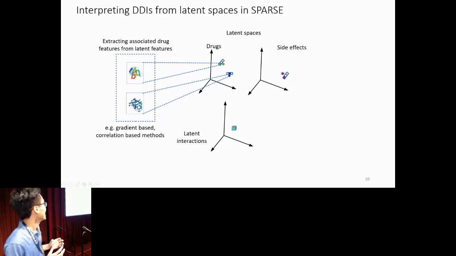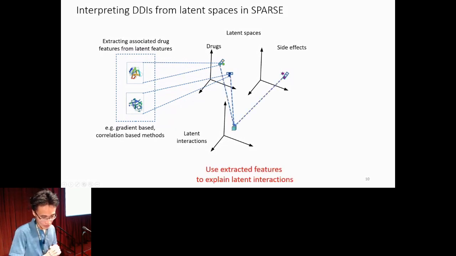And once we know the associated features of a drug latent feature, we just use them to explain how two drug latent features interact with each other and cause side effects. And that's the main idea of our method to interpret drug interaction.